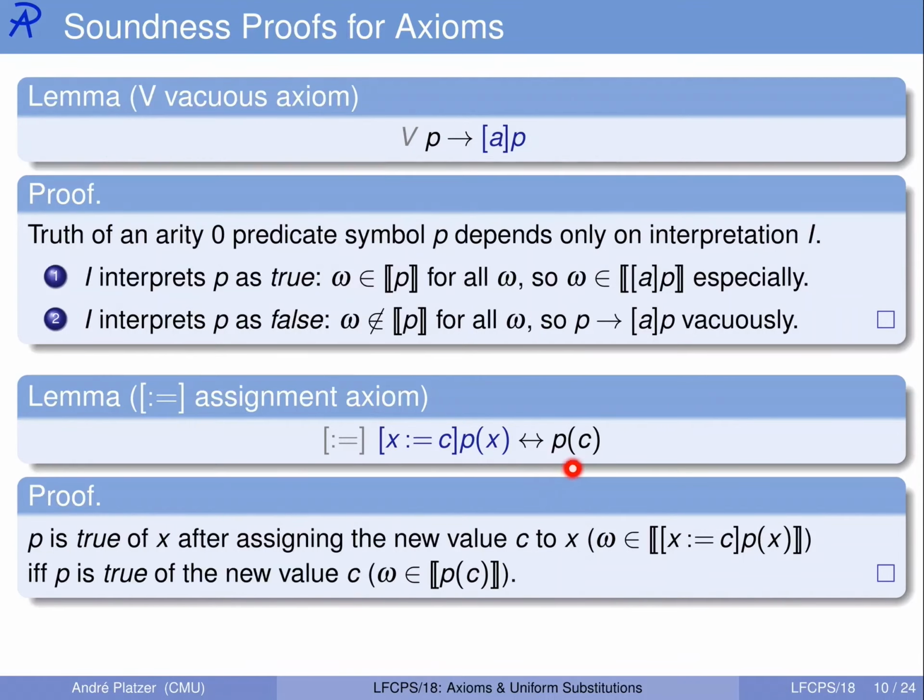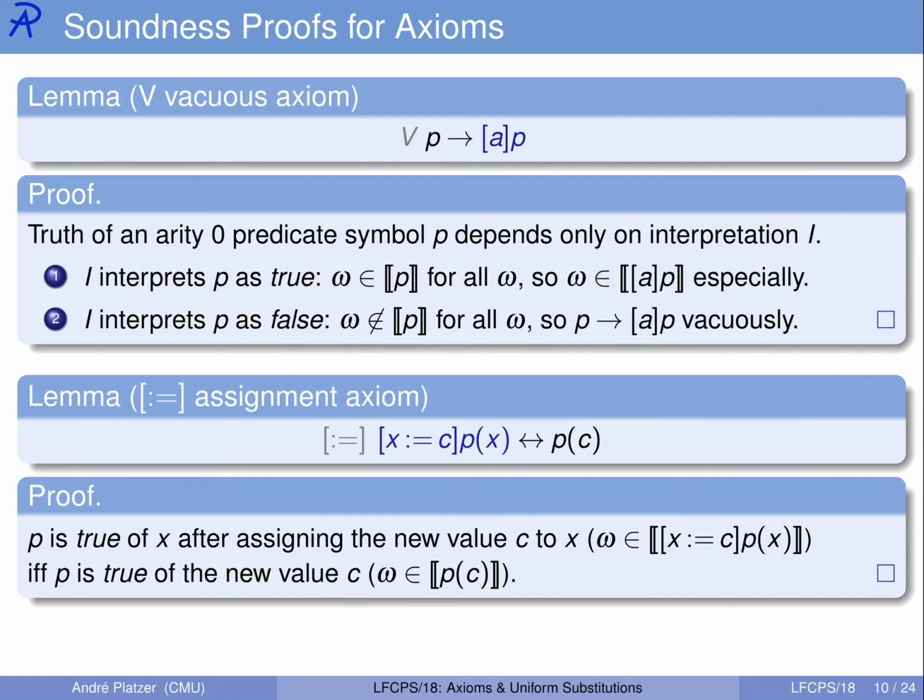Likewise, for the assignment axiom, it is all of a sudden very easy to argue the soundness of it by saying this concrete formula is a valid formula. Again, of course, it depends on the interpretation of P. The point is that P is true of x after running x assigned to be c, if and only if P is true of the new value c, because the new value c is exactly the value that x will get after having run this assignment. So this and that condition are exactly the same. End of soundness proof for these axioms.